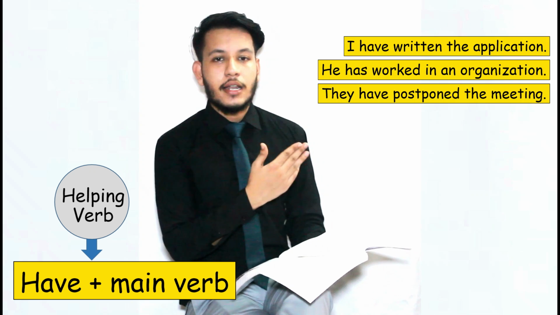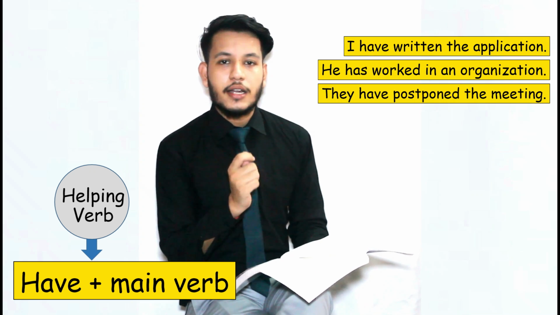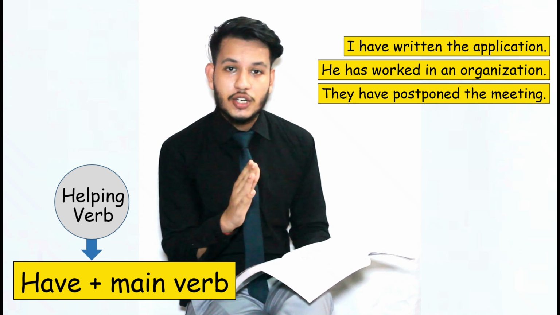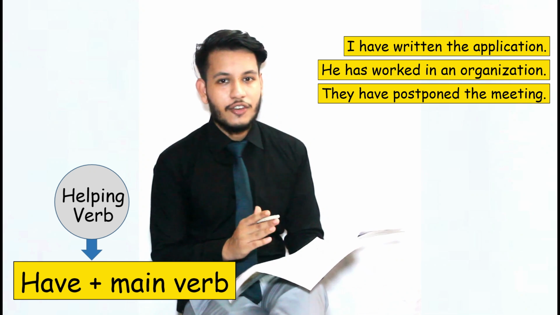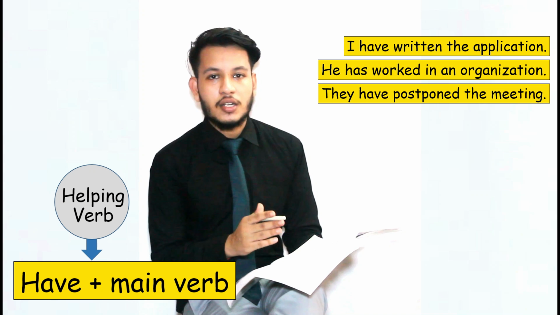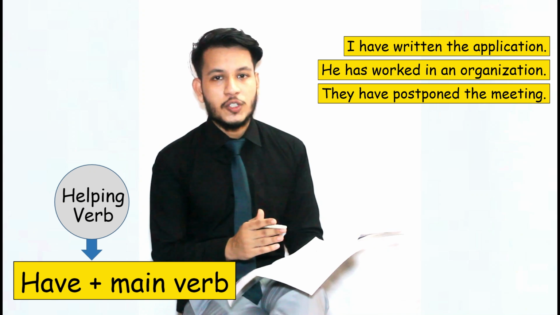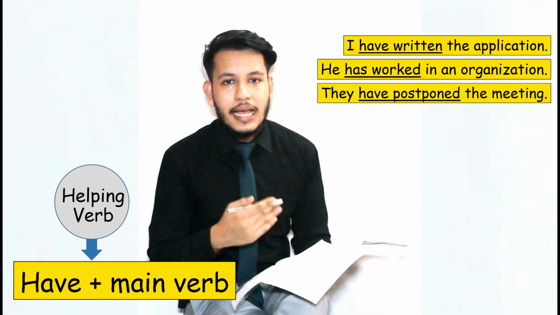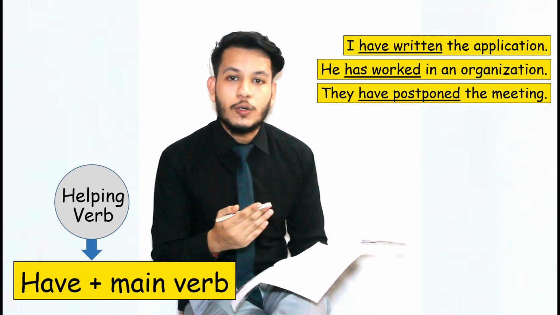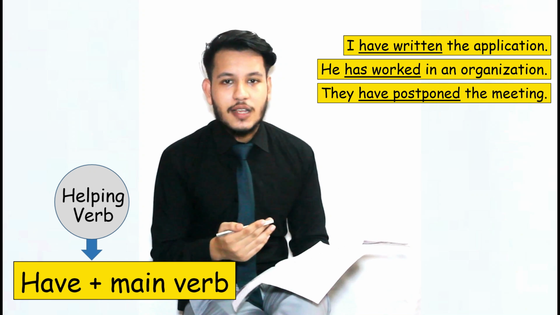Look at these sentences on screen. All the sentences simply mean that the action has been completed. I have written the application. He has worked in an organization. They have postponed the meeting. Have written, has worked, and have postponed mean that the actions are finished.